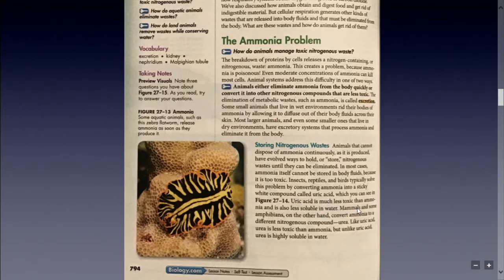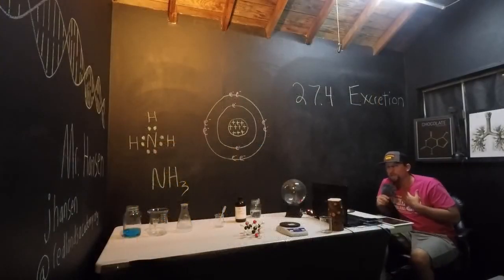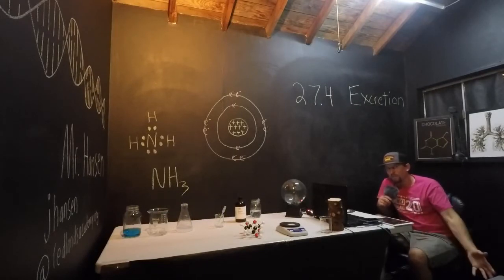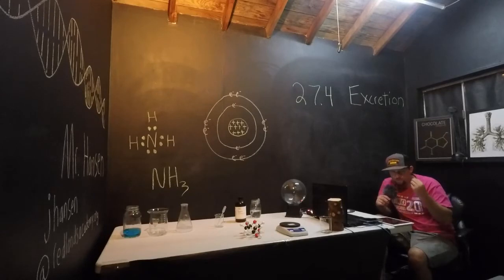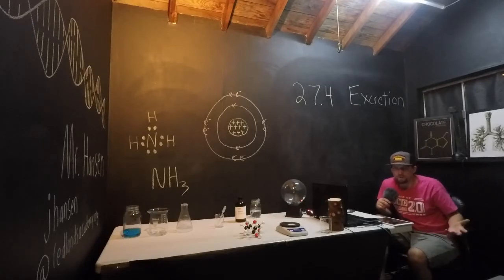But mammals and some amphibians, on the other hand, convert it to a different nitrogenous compound that's called urea. And so, like uric acid, it's less toxic, but the main difference is that urea is highly soluble in water. So we can dissolve urea in water to make urine and then pee it out. Okay, so if we're going to do that, we're obviously going to need water. Every time we're making ammonia, we're going to produce urea, and then we're going to dissolve it in water to make urine. So urine just means water and urea. It's urea, though, that is the compound we're really concerned with here.